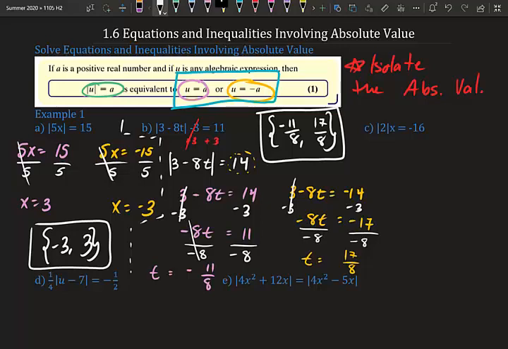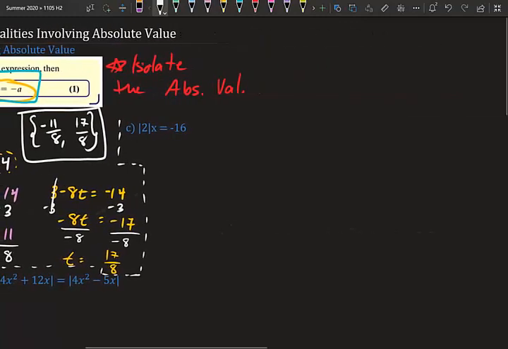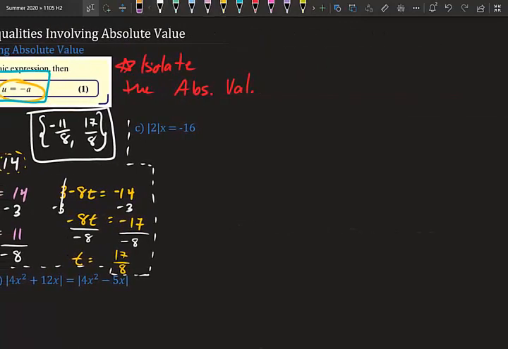Alrighty. Moving on to C. So part C is going to be a little bit different because I don't know if you caught this. I said it, and I don't know if you caught it, but we only do the steps if the variable is inside the absolute value. So if we look at part C, the variable is not inside the absolute value. What if you forget that? Doesn't matter. We can still get you to the answer.